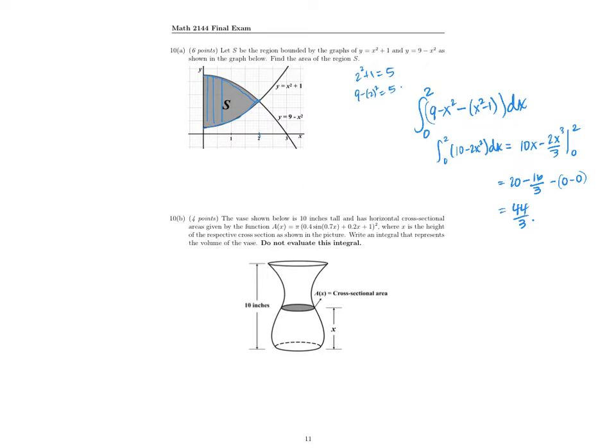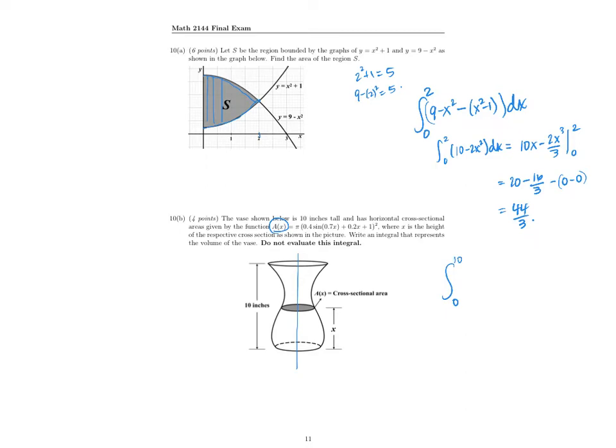Okay, on part B, it says the vase is the function shown below and has horizontal cross-sectional areas given by that function. Write an integral that represents the volume of this vase. And so if I think about this as my axis, oh, actually that is the area, isn't it? That's the area function. So I want to integrate those areas from 0 to 10.